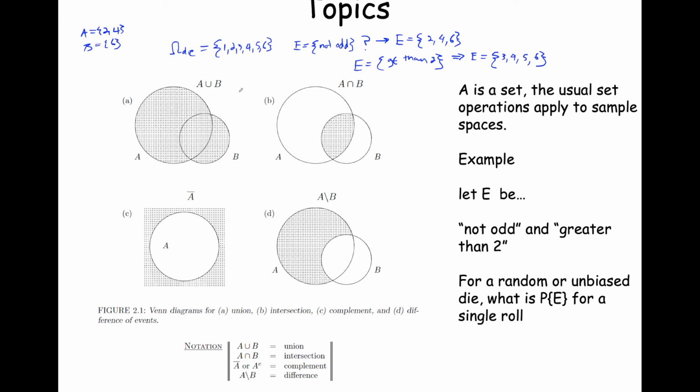So this is what union looks like. We take all the elements of A, and each point here is an element of A. Here's my set A. And we take all the elements of B, we combine them, and as a set, it means that they do not have duplicates.